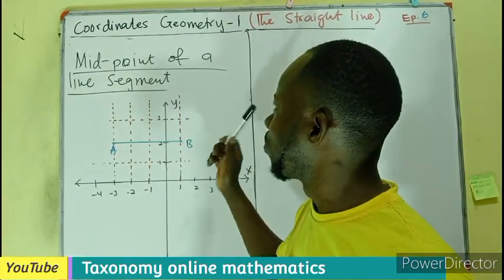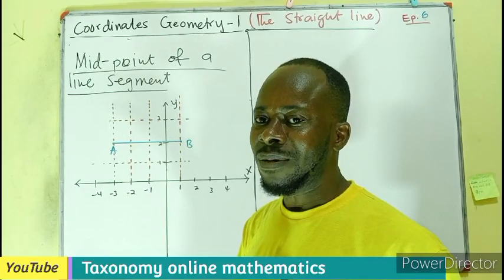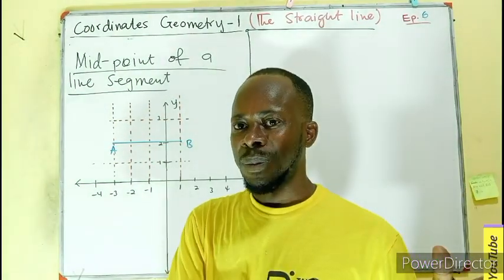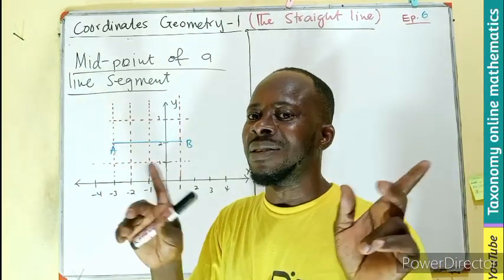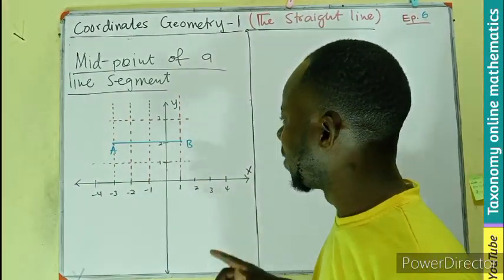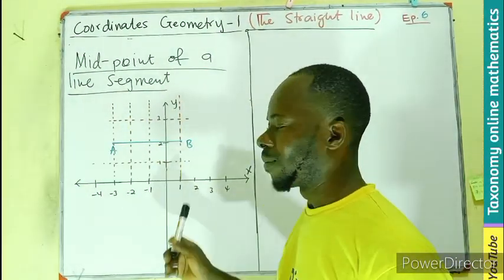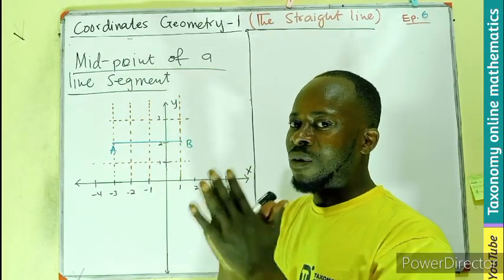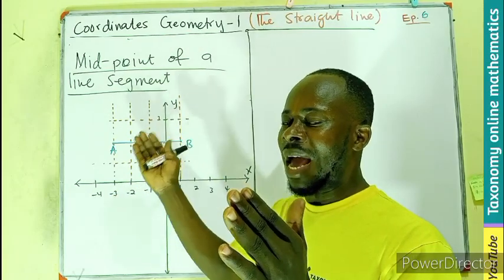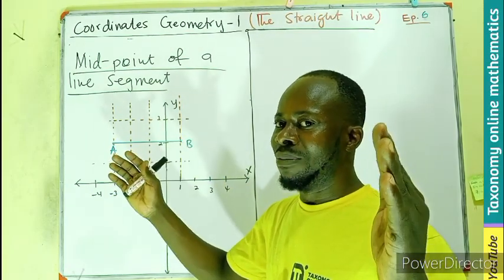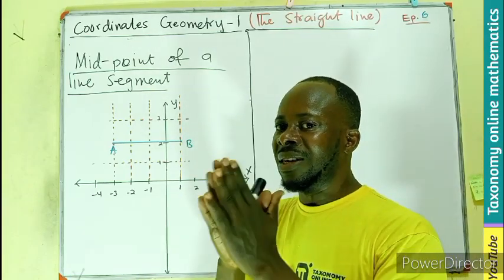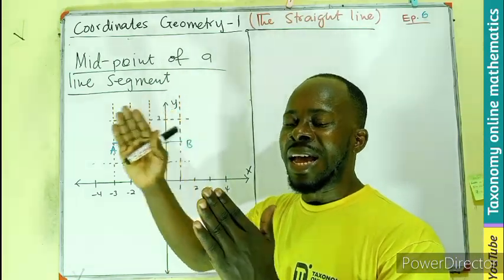Here we are picking the midpoint of a line segment. When we talk of midpoint, we are referring to halfway, the endpoint of the line segment. So if I'm taking line segment AB, what will be the midpoint? In the middle, halfway through the journey, from the right to the left, the distance between the midpoint and the left should be the same as the distance between the midpoint and the right.